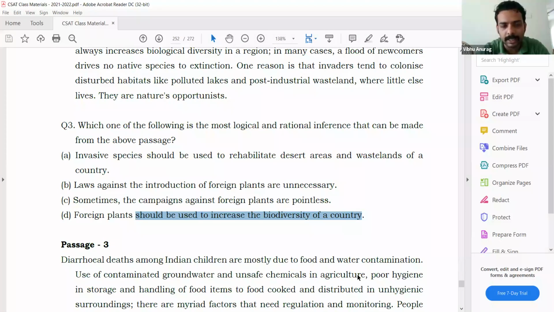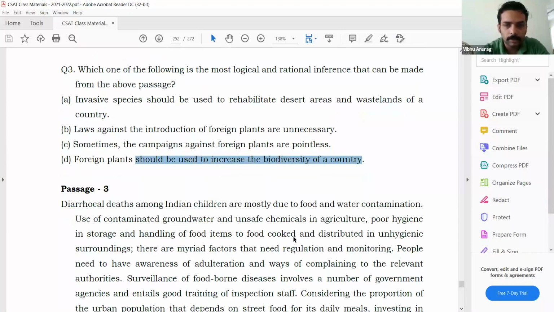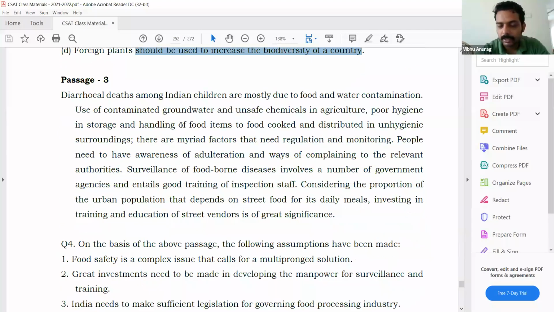It is a consequence, like they do end up increasing the biodiversity, but whether they should be used or should not be used is not given in the passage. Then passage 3. Diarrheal deaths among Indian children are mostly due to food and water contamination.